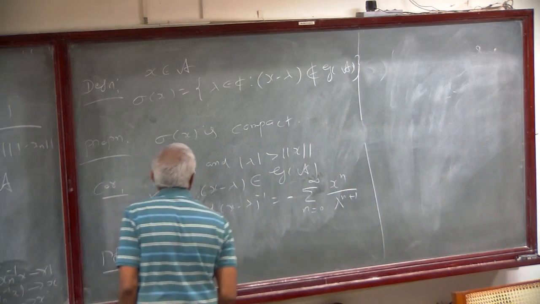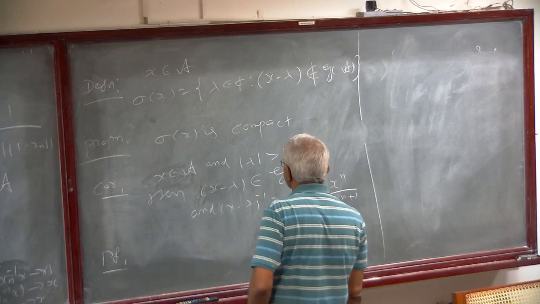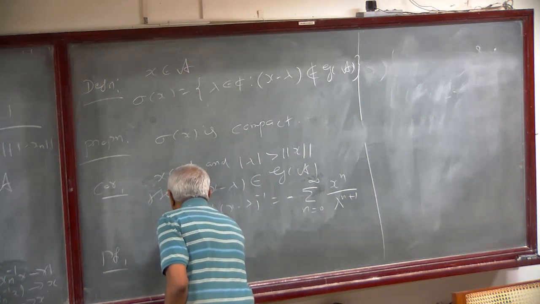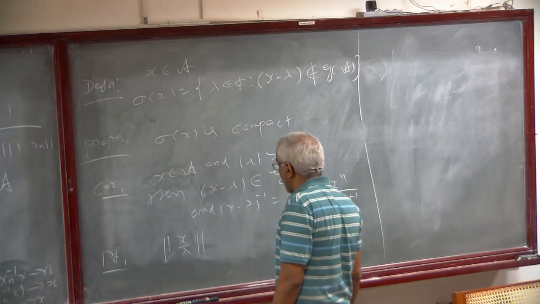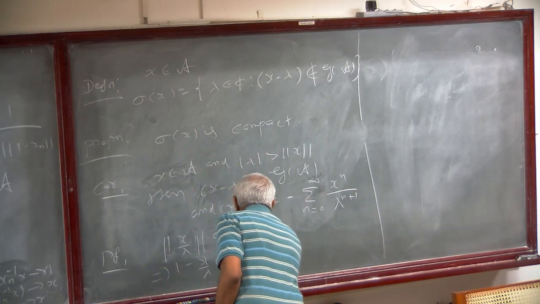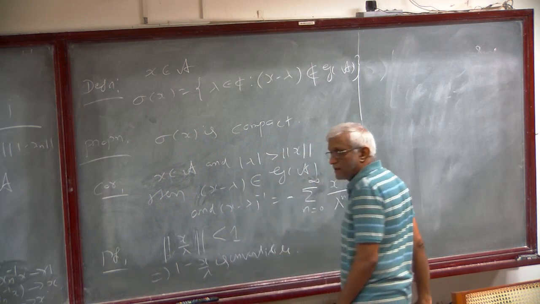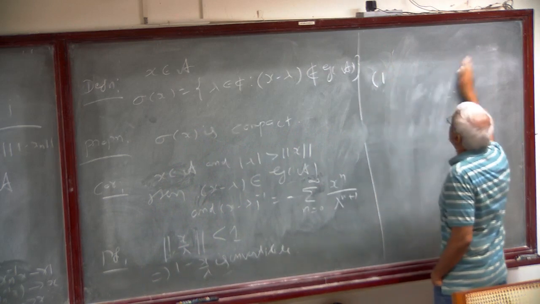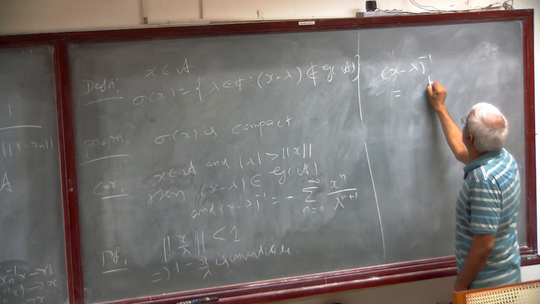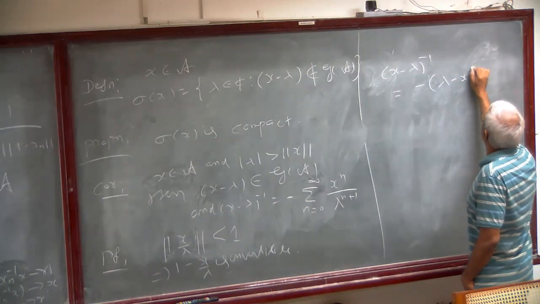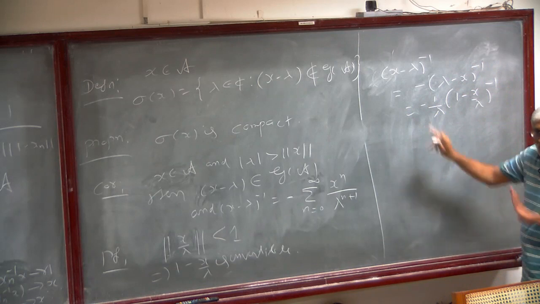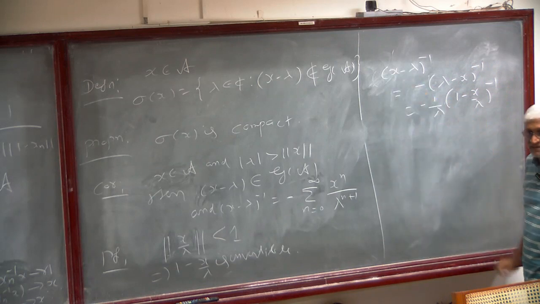Proof is direct. So norm x by lambda is less than 1. This implies 1 minus x by lambda is invertible, right? And I want to show this is the inverse, but formally write it. This inverse is nothing but you can take the minus sign out, and it will be x minus lambda inverse equal to minus 1 by lambda into 1 minus x by lambda inverse. Once I write it like this, it makes sense. This is its inverse.